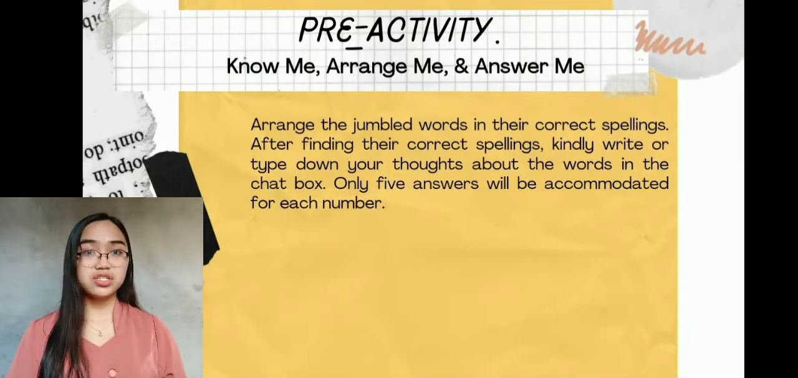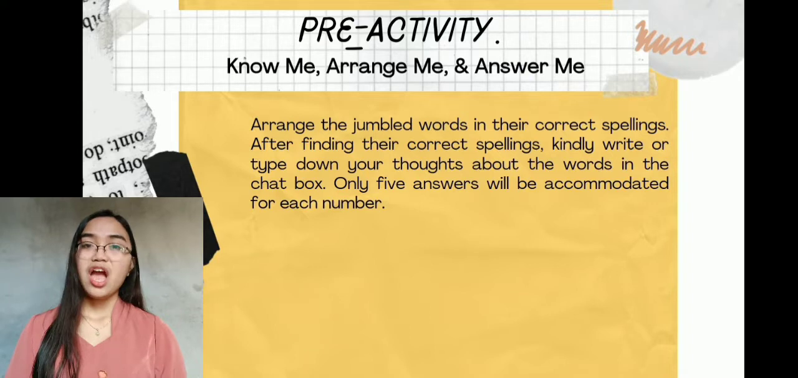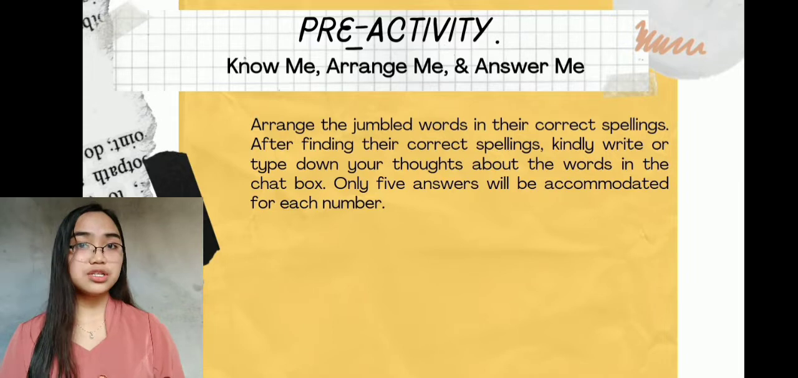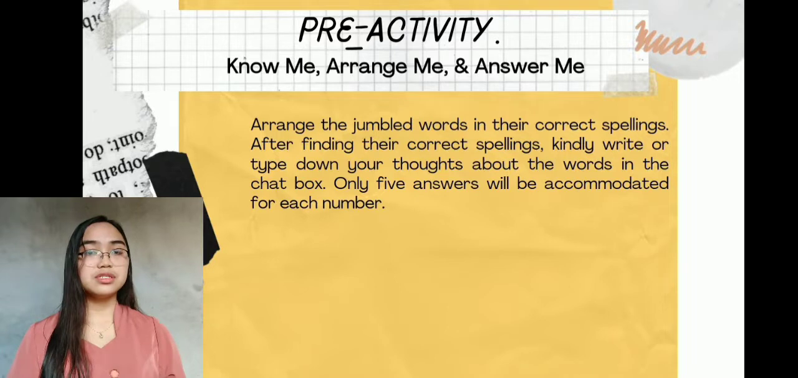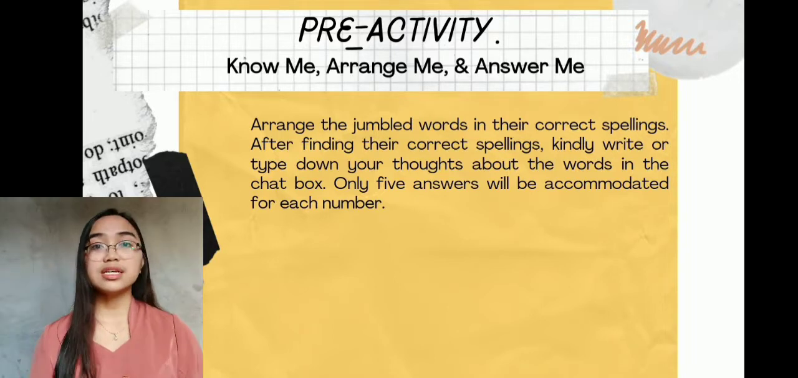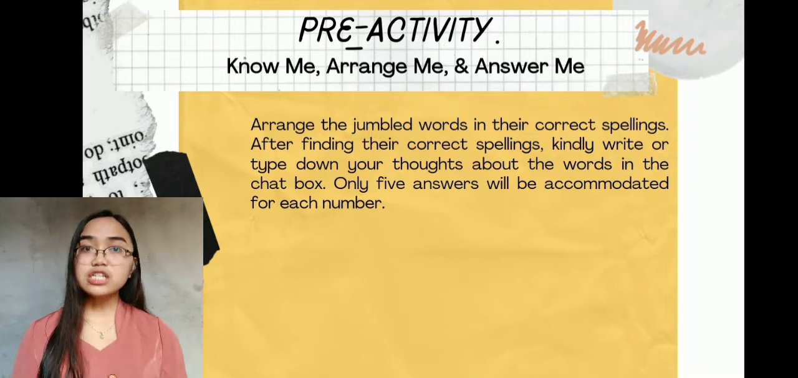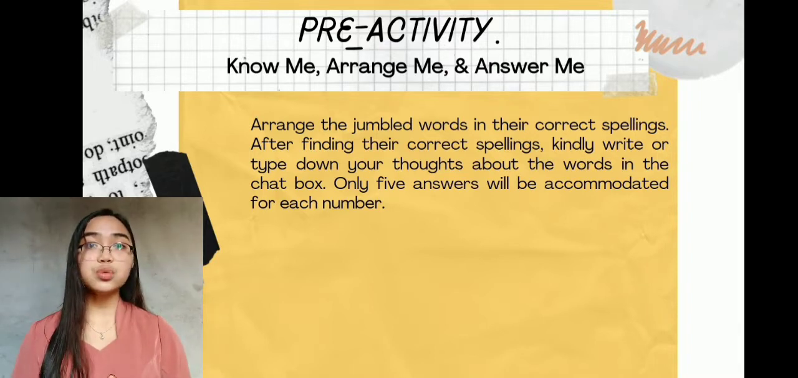Before we begin our discussion, I will be giving you first a pre-activity called Know Me, Arrange Me, and Answer Me. For our pre-activity, I will be giving you 5 words containing jumbled letters. What I want you to do is arrange the letters to create the correct words. The words that you're about to find out in this activity are connected to the lesson that we're about to tackle later. For each jumbled letter that you've arranged correctly, kindly type what are your thoughts in the chat box. Only 5 students will be accommodated for each word.